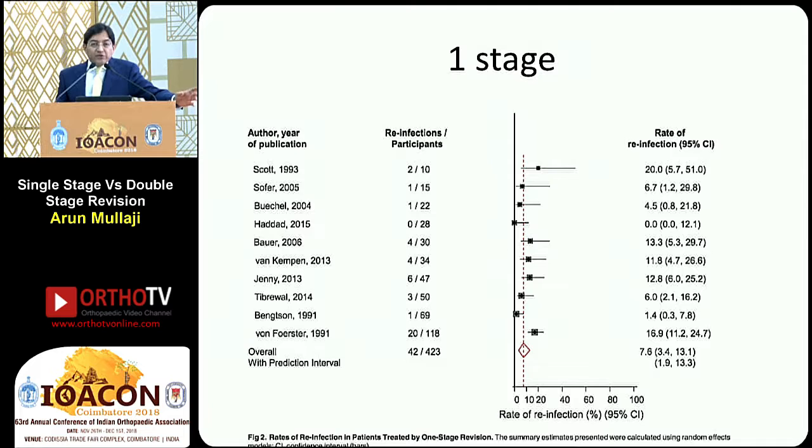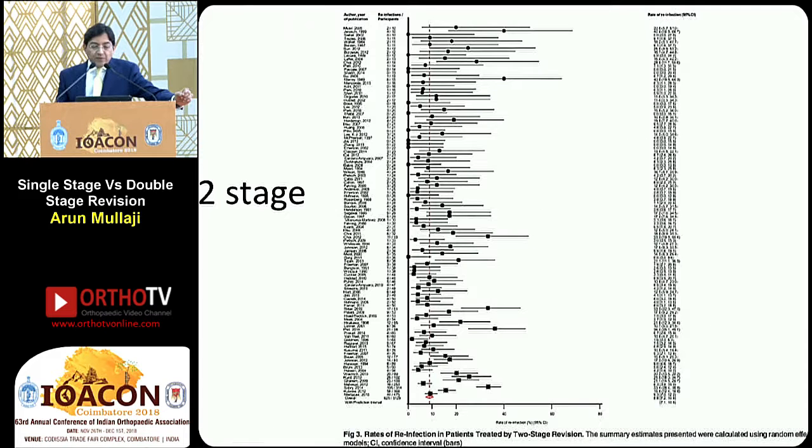Rough reinfection rate, if you total it up, average it out, is around 7.6%. And these are all the 2 stage papers, all of them, and right at the bottom, it shows that the mean is around 10%, slightly higher.